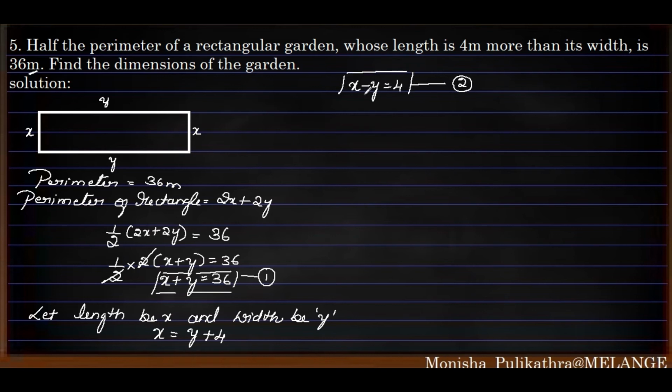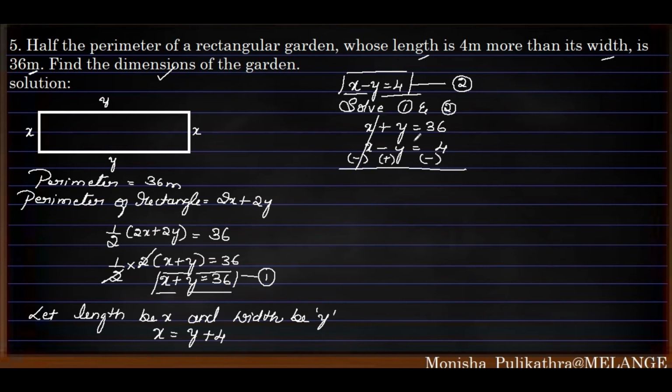So we got two equations. Next we need to solve the two equations and we have to find out x and y, which are the dimensions of the garden. That is the question they have given, to find the dimensions of the garden. Dimensions is length and width. So solve 1 and 2. The first equation is x plus y is equal to 36 and second equation is x minus y is equal to 4. First change the sign.